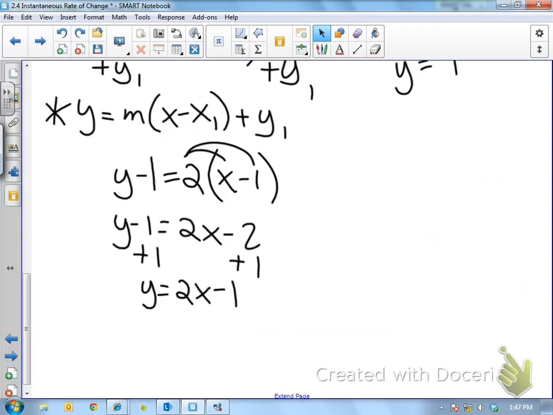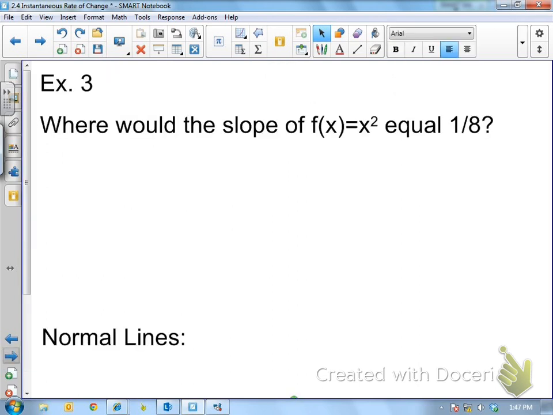Okay, so now we've found the tangent line at that point. That's been our entire goal so far, to go from secant lines to tangent lines. So, let's try something a little trickier. Where would the slope of f of x equals x squared equal 1/8? This is a little bit trickier, because we know where the slope equals 2, but that's specifically at x equals 1. We're trying to find some x value now where the slope would equal 1/8.